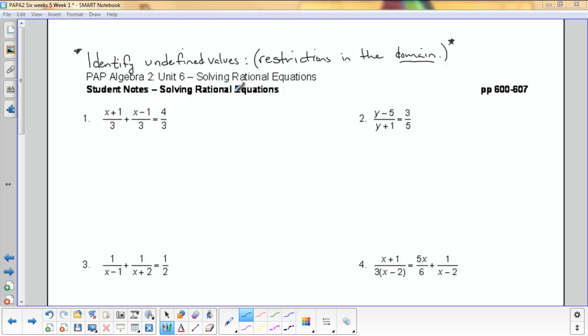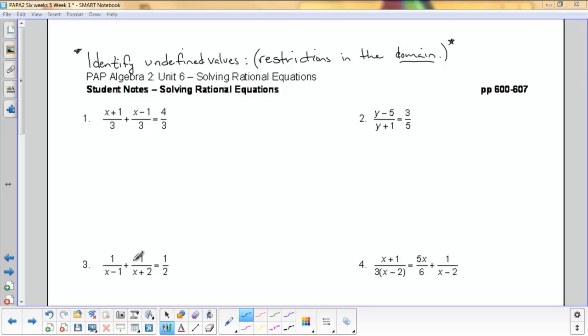Alright, solving rational equations. While we do this today, please make sure that in each problem you are identifying the undefined values. These are known as restrictions of the domain. Remember, restrictions in the domain of a rational function are the places where the denominator equals 0. When it comes to problems that have more than one restriction, such as in question number 3, you will have two undefined values or two restrictions in the domain.